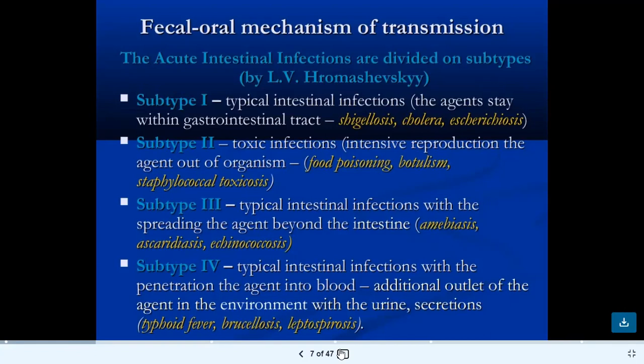ascaridiasis, echinococcosis. Subtype 4, typical intestinal infection with penetration of the agent into the blood and an additional outlet of the agent into the environment with urine secretion: typhoid fever, brucellosis, leptospirosis.